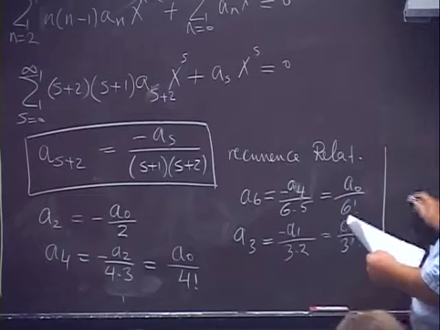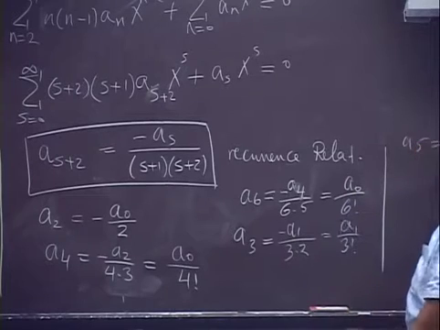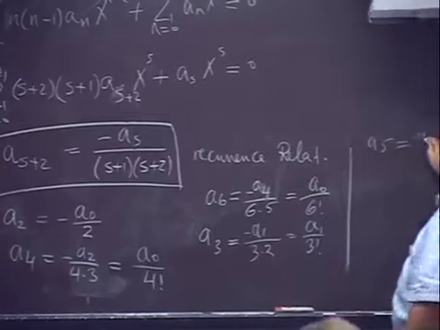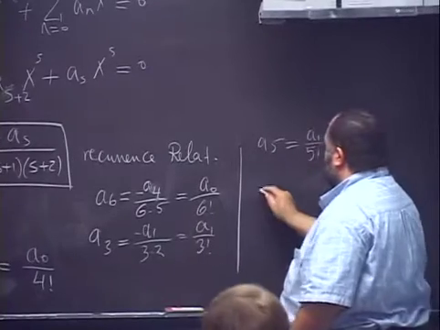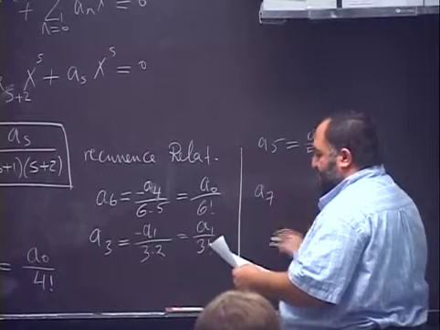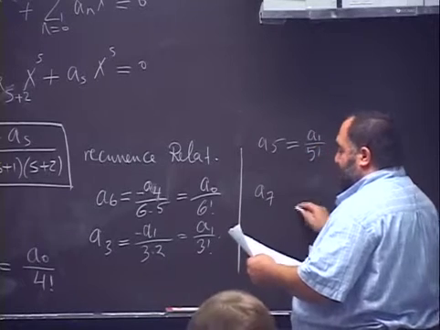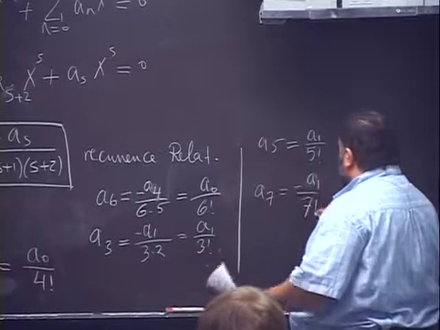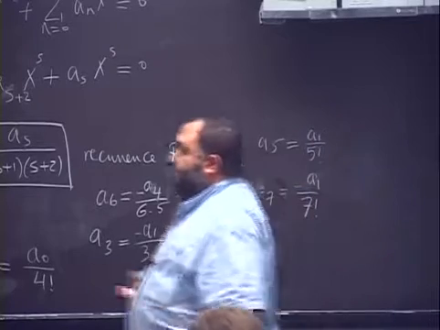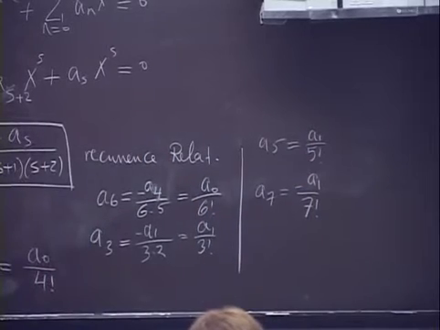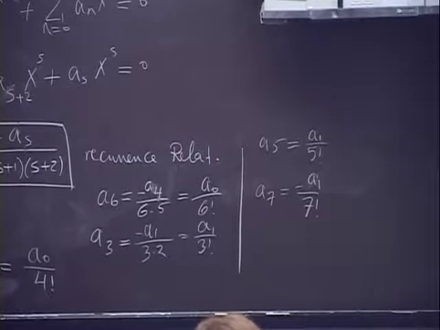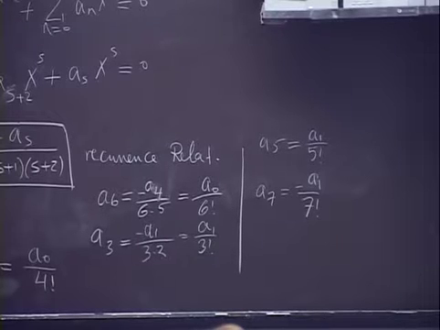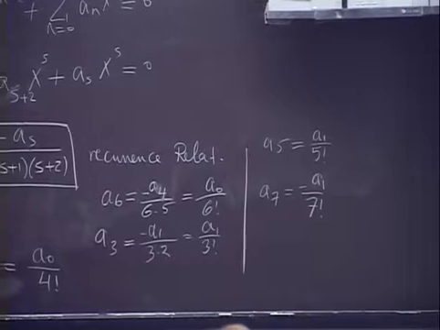What's A5? A1 over factorial of 5. What's A6 or A7? We already got A6 here. A7 is minus A1 over factorial of 7. So now, go back and substitute into your formula. What's your formula for the solution?